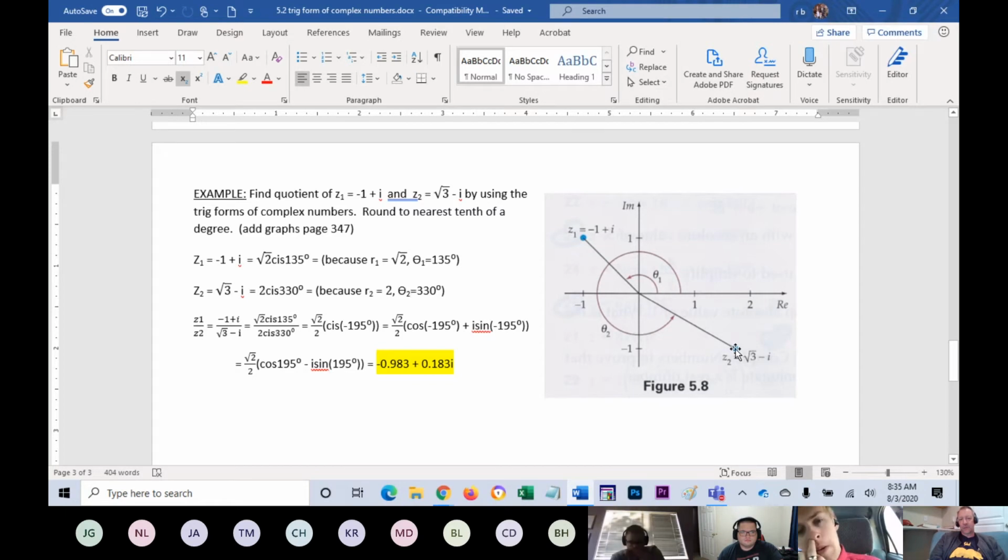Right. So I guess what I was confused about is why do you use the tangent for that one? Because I've got the two sides.